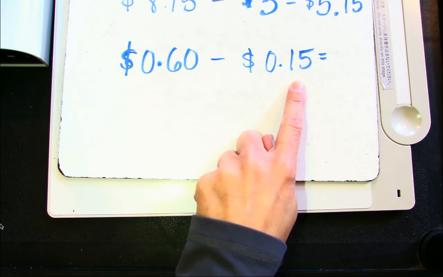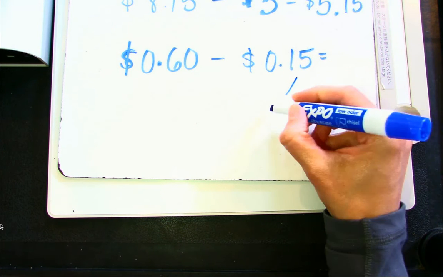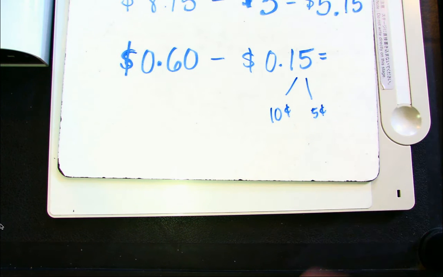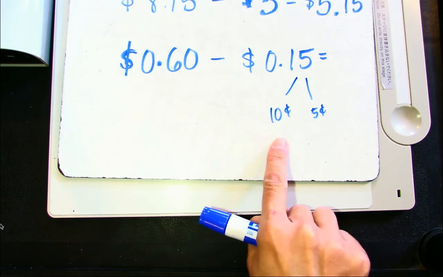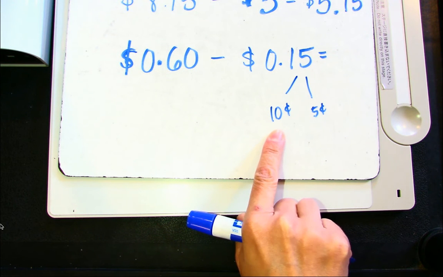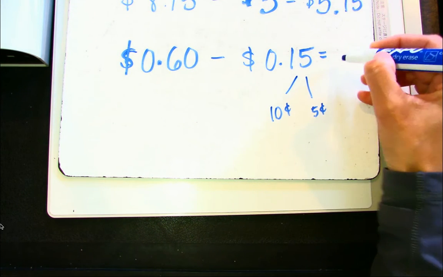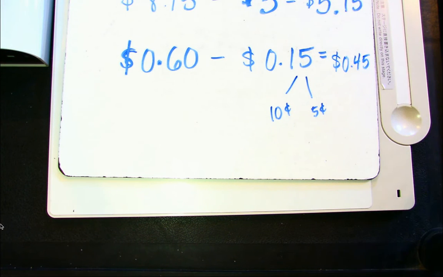But it might help us to think about 15 cents as 10 cents and 5 cents. And that way, we can think about 60 cents minus 10 cents is 50 cents, minus 5 more cents is 45 cents. So the answer to this one would be 45 cents.